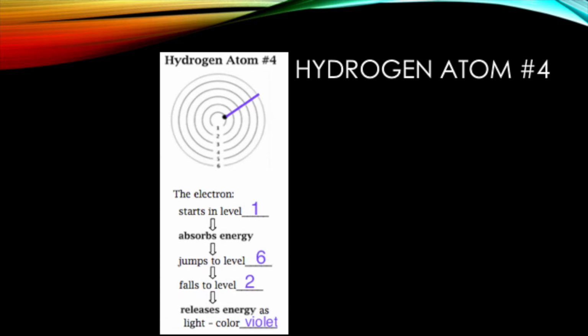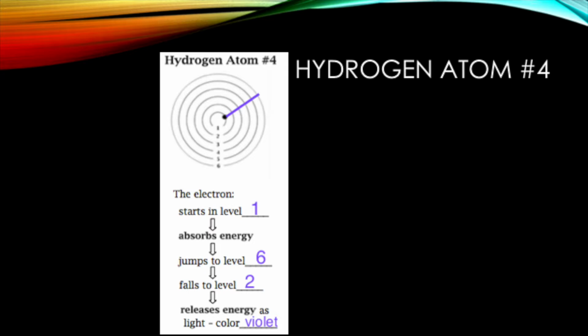For the last hydrogen atom, the electron starts on energy level 1 here again. When it absorbs energy, the most amount of energy that it can absorb, it's going to jump all the way to energy level 6. However, here again, it doesn't like to be at a high energy level, so it's going to fall back down to a lower energy level.